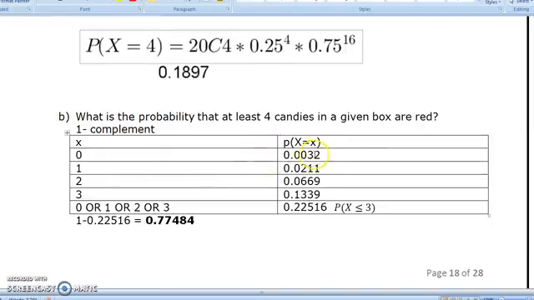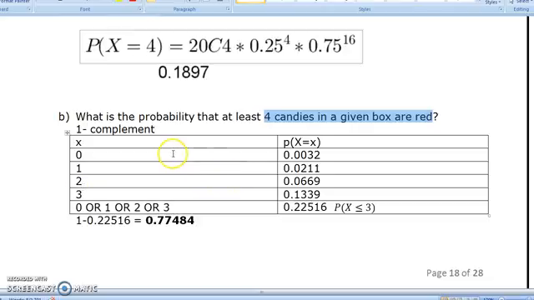Okay, so I finished this off for us, and sorry, I made a mistake earlier. 4 should not be part of our table because it says at least 4 are red. So 0, 1, 2, or 3 would be the complement. 4 would actually be part of the set we're looking for, not the complement.